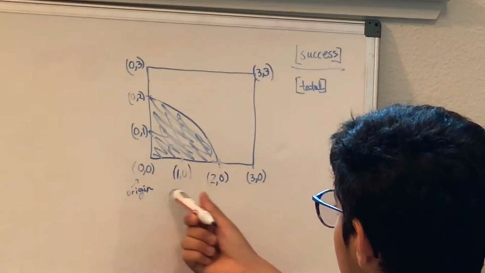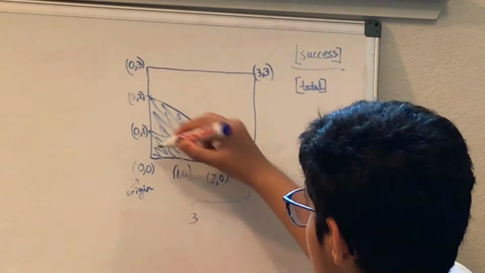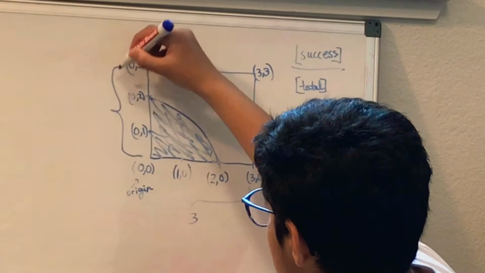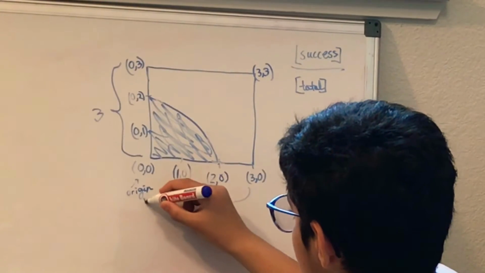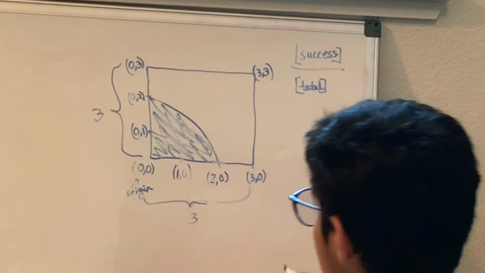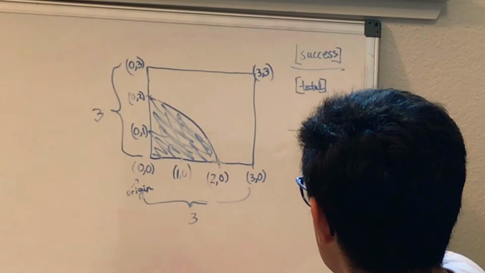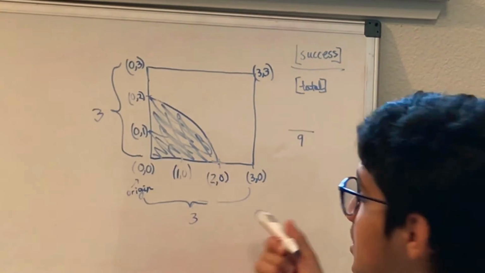Well, the total area, this can just be thought of as a rectangle, right? This entire length is 3. Not a rectangle, a square actually. This length is also 3. So the area is 9, right? We can just treat this as a rectangle. So, something over 9, our area of success over 9.